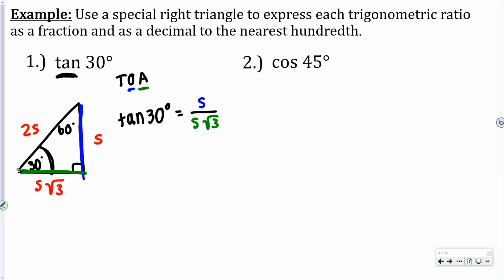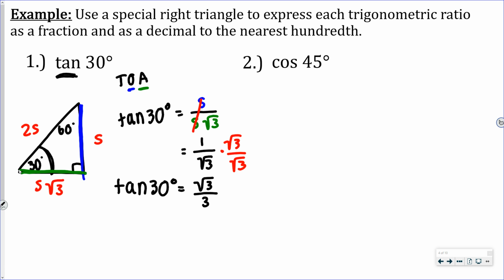And you're like, okay, this looks kind of weird. What is S over S reduced to? 1. Anything over itself is just a big old 1. So up top I have 1 over the square root of 3. And what's wrong with this answer? Can't have radicals in the denominator. Got to rationalize. So the tangent of 30 degrees is the square root of 3 over the square root of 9, which is 3.